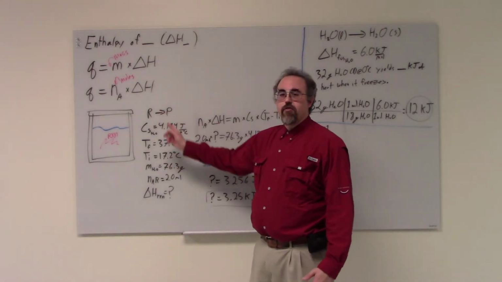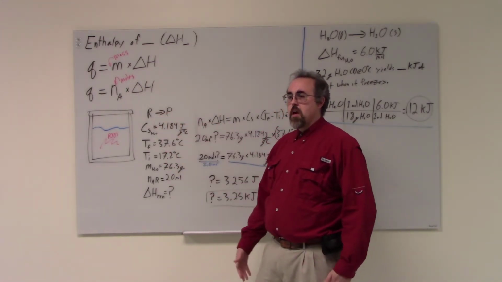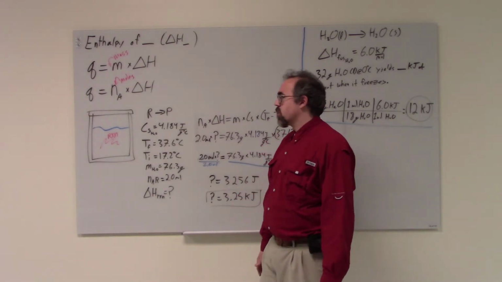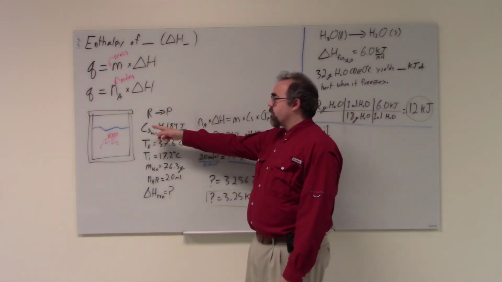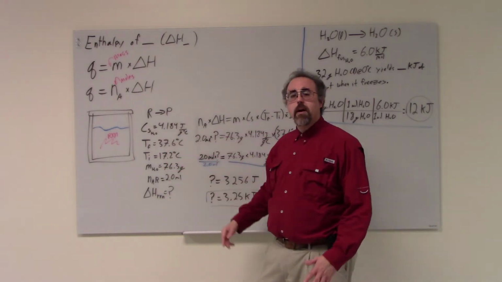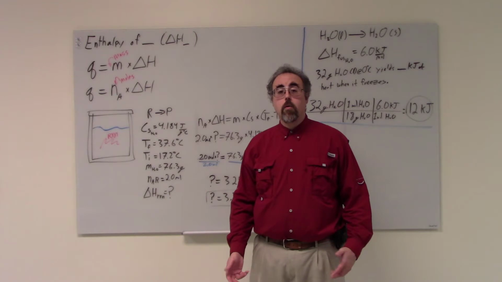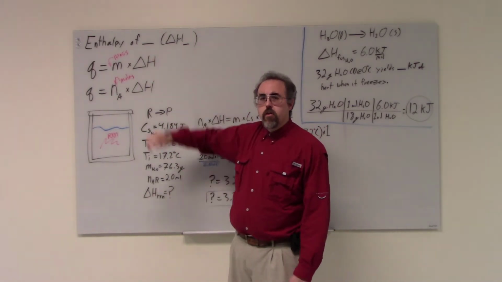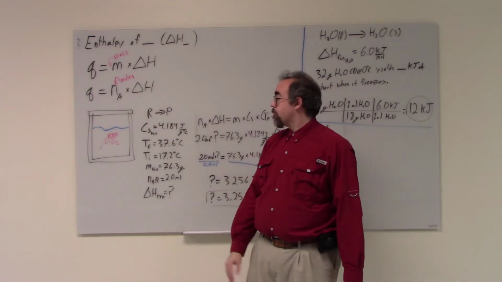Okay, so I've got this reaction. It's reactants to products, just some nice generic terms. Specific heat of the water, this is going to be my surroundings. I've got the temperature change of the water. I don't have a temperature change of the reaction, though. Reactions that are in the water are governed by this equation, not the previous calorimetry equation.